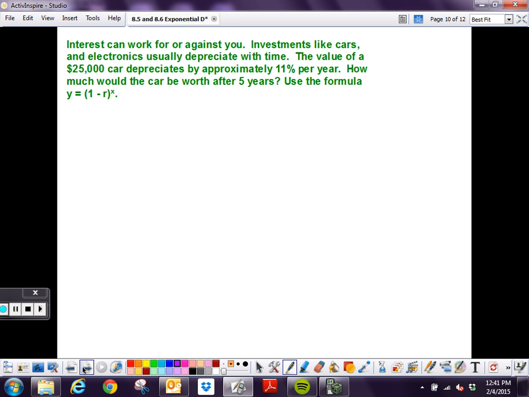Okay, here we go. Interest can work for or against you. Investments like cars and electronics usually depreciate. Okay, we saw appreciate earlier. Depreciate, that means decreases. So it depreciates with time. The value of a $25,000 car depreciates by approximately 11% per year. How much would the car be worth after 5 years?